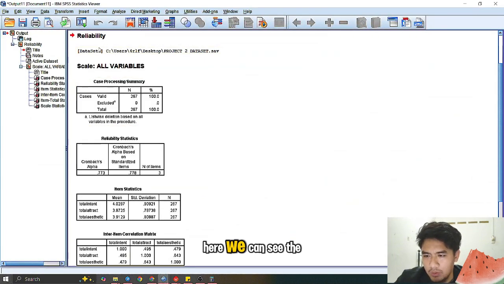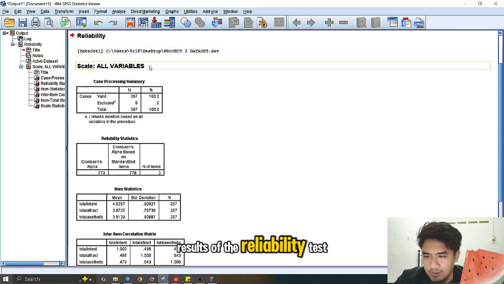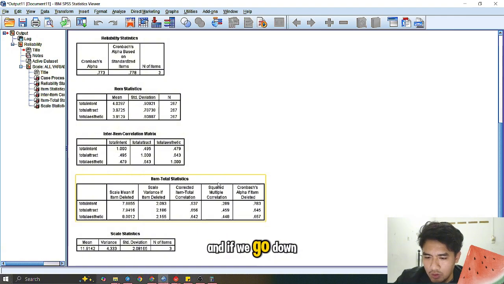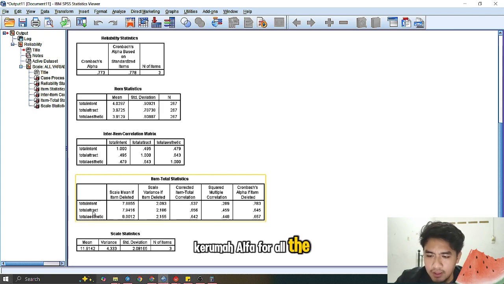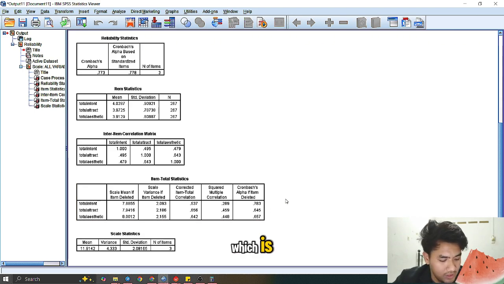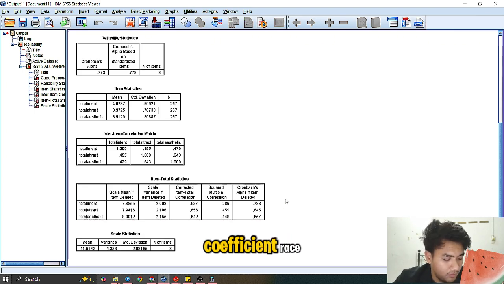Here we can see the results of the reliability test, where we can see the Cronbach's alpha of the statistics. If we go down below to the item total statistics, we can see the Cronbach's alpha for all the variables that we picked. For total intent we got 0.783, total attract 0.645, and total aesthetic 0.657.